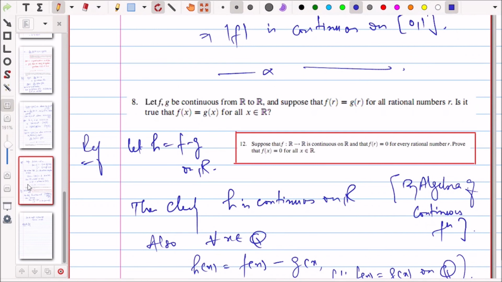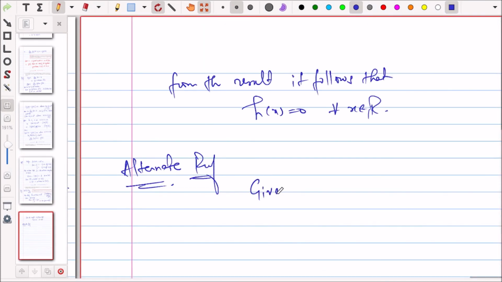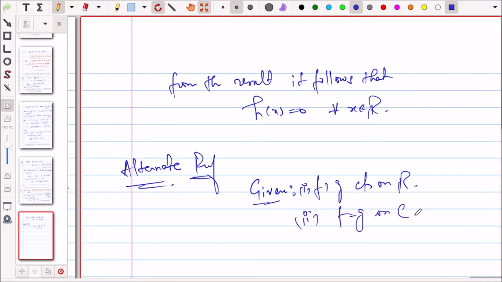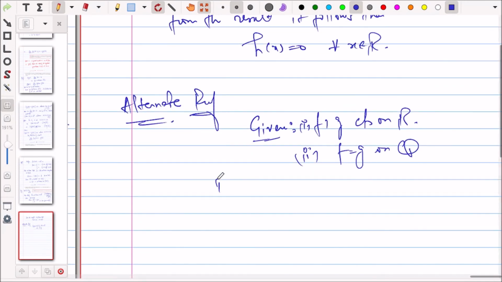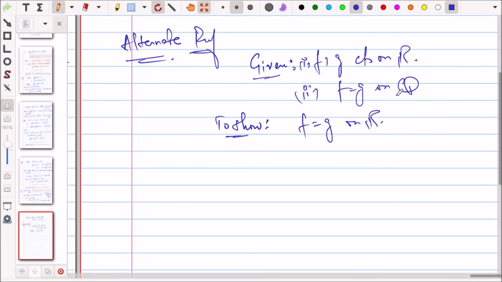Again we take any sequence. We have to show that f(x) is equal to g(x) for every x belonging to R. Given: f and g are continuous on R, and second, f is equal to g on Q. We have to show f is equal to g on R. Because it is already equal on Q, we pick any irrational number. So let c belong to R minus Q, and we will show that f(c) is equal to g(c).